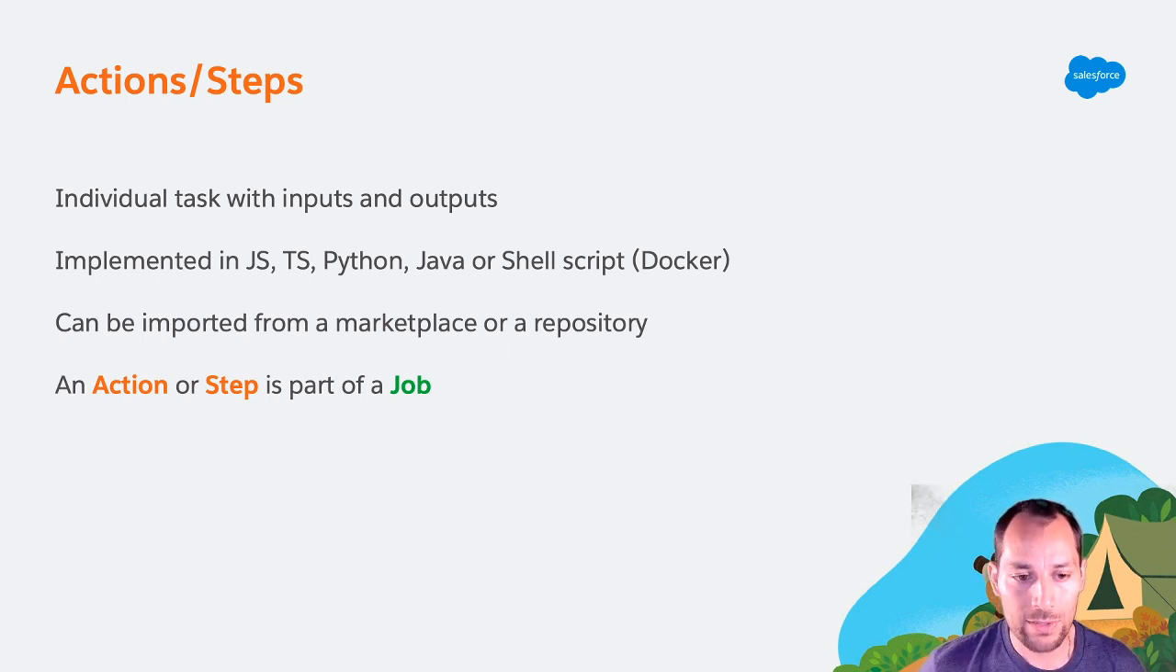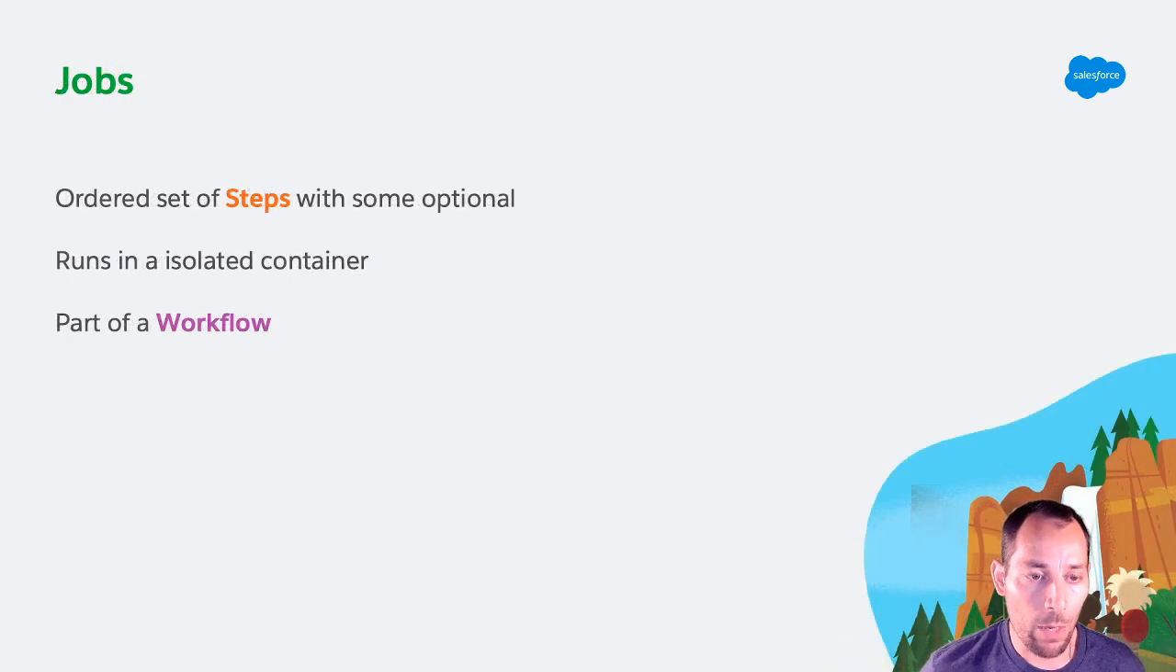So again, an action or a step, which is the same thing in this context, is part of a bigger entity, which is called a job. A job has multiple steps. So what is a job? Well, a job is an ordered set of steps, with some of them that are optional. The basics is that your job will execute steps one after the other, and if at some point there's a failure, the job terminates. Some of these steps will normally be skipped, but some can be marked as always executed. That's basically the way it works.